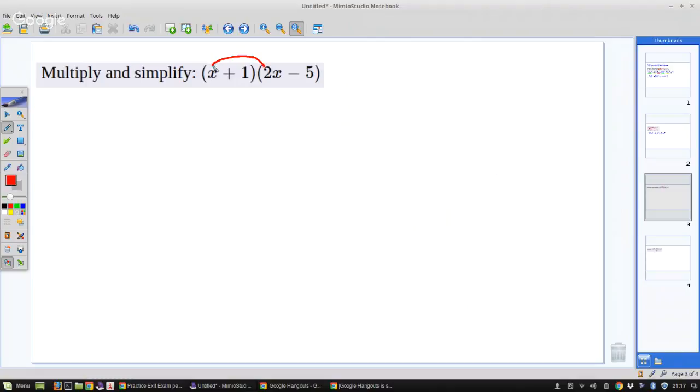So starting with the x, we'll have to multiply it through. So x times 2x is 2x squared. X times -5 is -5x. And then we distribute the 1. 1 times 2x and 1 times -5. So 1 times 2x is plus 2x, and 1 times -5 is -5.